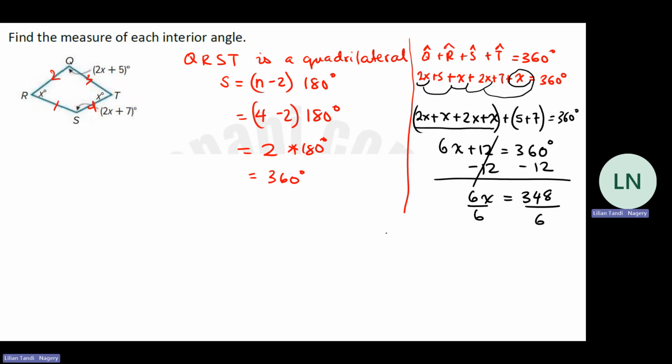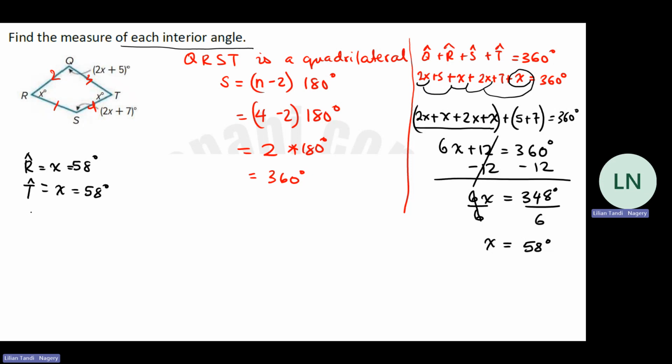348 divided by 6 gives us x equals 58. I don't want x, but x is going to help me get the angles. The question says find each, so you must have 4 answers. Angle R is x, which is also 58. Angle T is x, which is also 58 degrees.